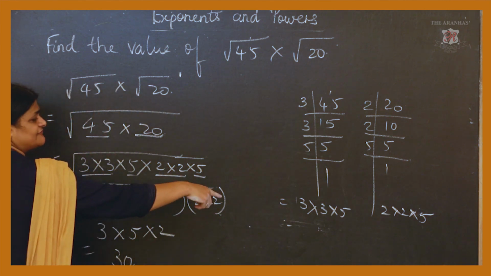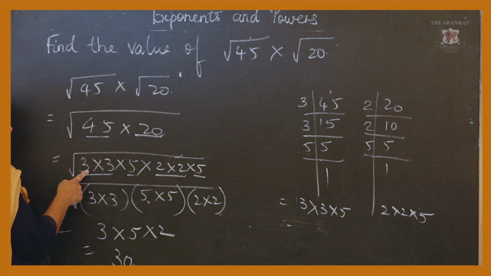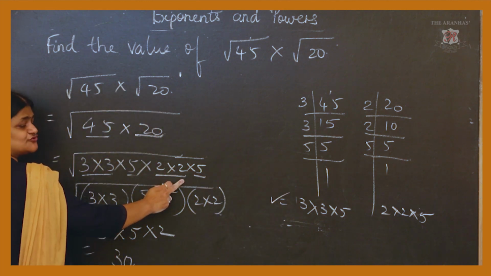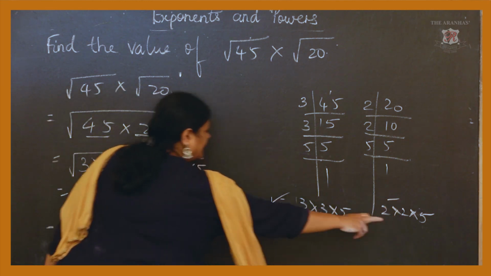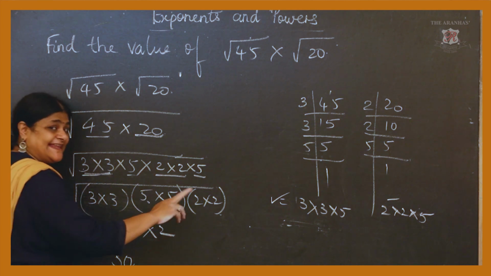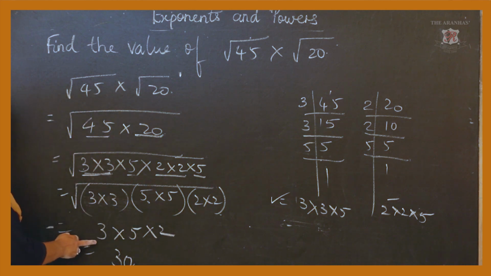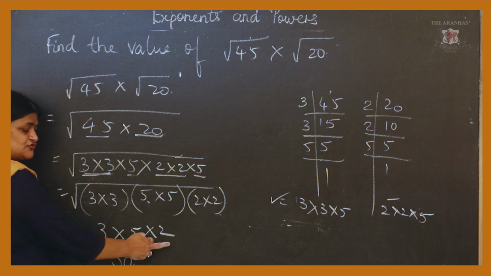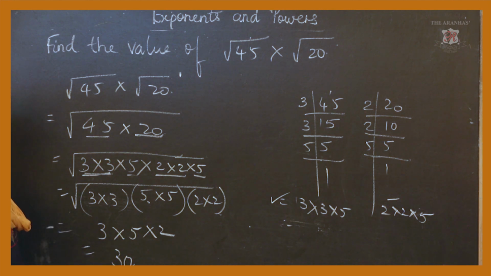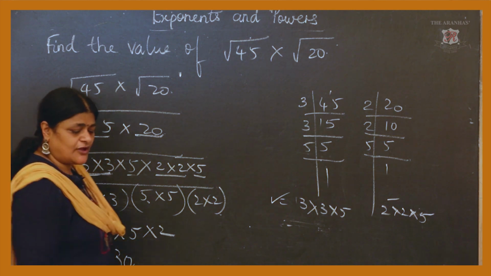Whatever we have done over here, that's what I have written over here. 3 into 3 into 5, which I have written over here, and 2 into 2 into 5, which I have done over here. That is equal to, you are taking 2 of it, 3 into 3 you are taking as 3. Now you are taking this 2 in each of the brackets, so that is equal to 3 into 5 into 2. So 3 into 5, 15, 15 into 2 will give you 30. So that is your answer.